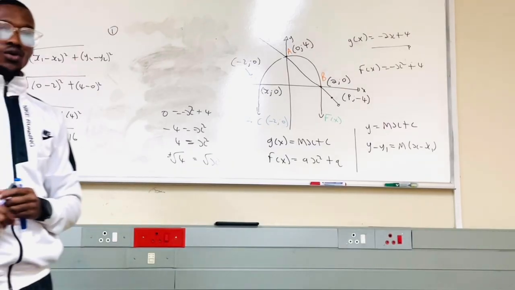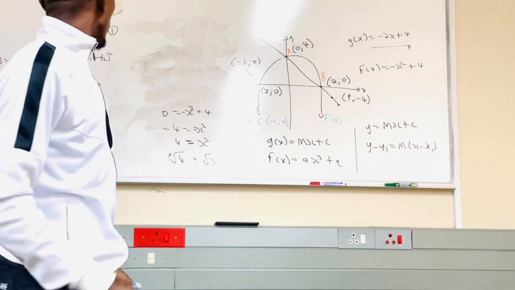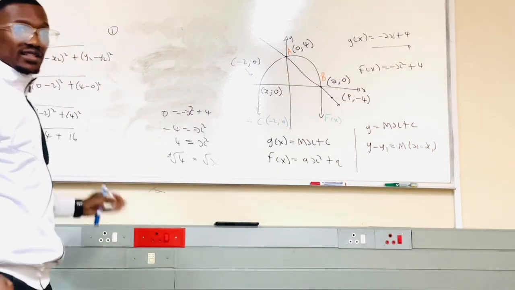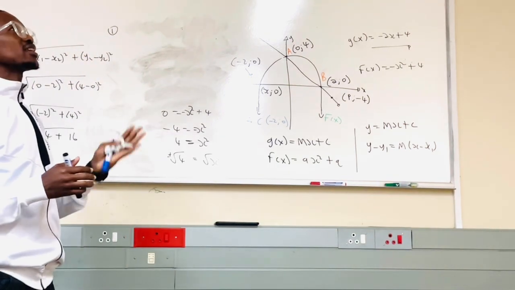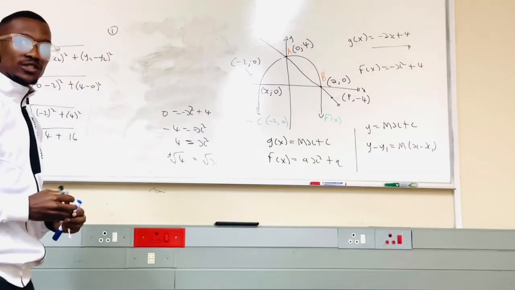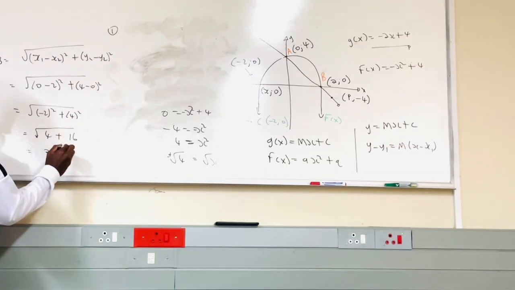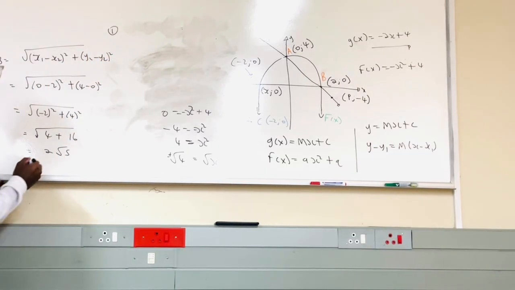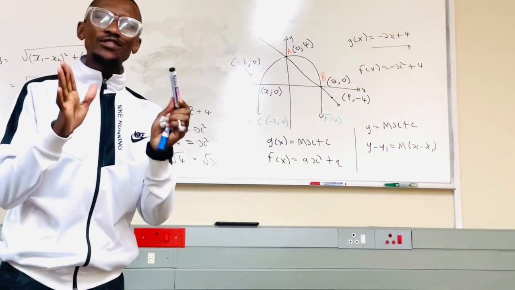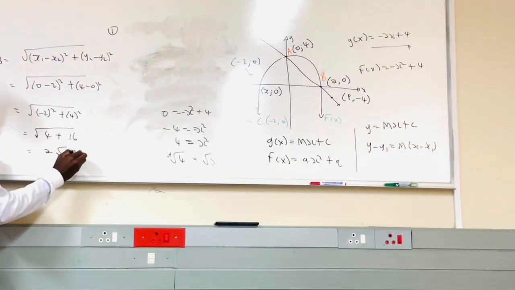So what is your 16 plus 4? Already you can see we get 20, right? And if I'm looking at 20, 20, 34, and 5. So I believe that your answer is going to be 2 root 5. You're going to get 2 root 5. If they say leave your answer in surd form, leave it like this, then you're going to say units.